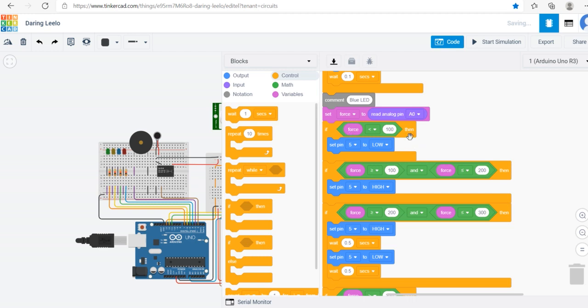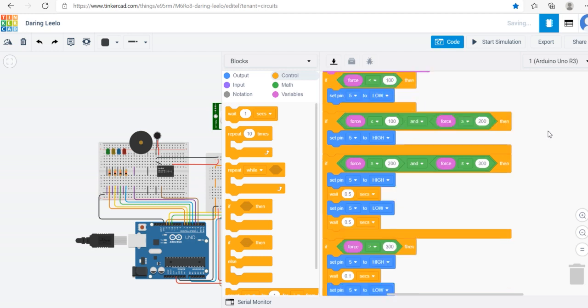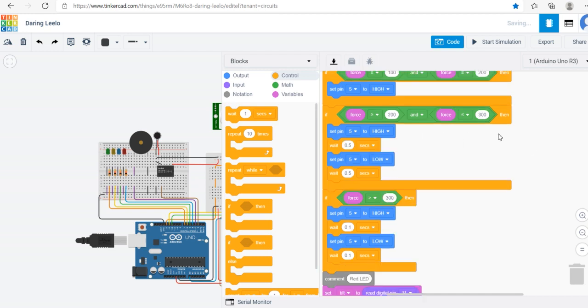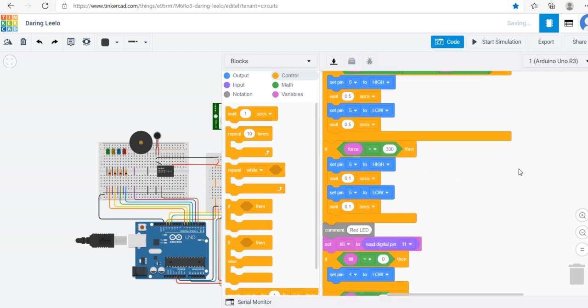For example, if the force is less than 100, then pin number 5 is set to low, implying no change. But if I keep the force between 100 and 200, then the blue LED will start to glow as the pin is set to high. And if I increase the force to 200 to 300, then the blue LED will start to blink. And if I keep the force greater than 300, then it will blink at a more rapid rate.